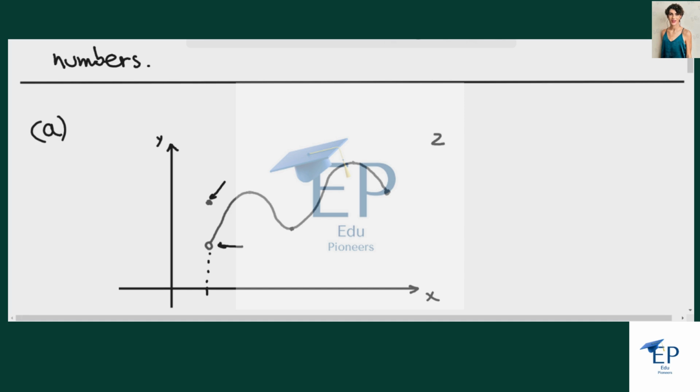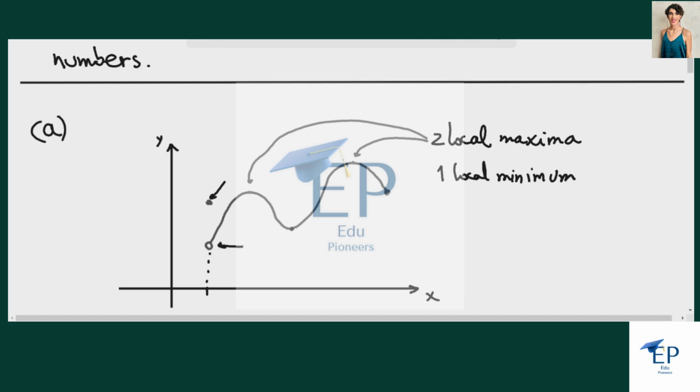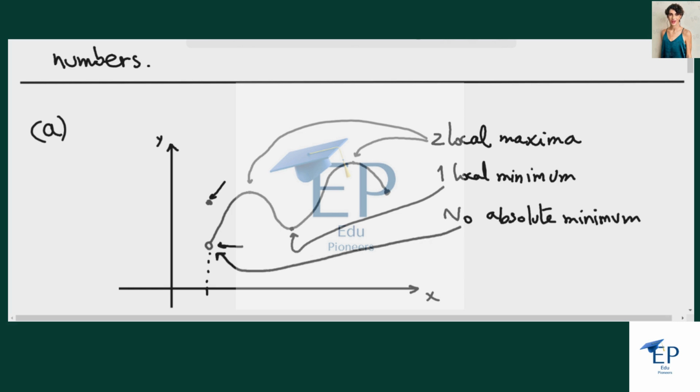So two local maxima at those points here, here, and here. One local minimum at this point. And no absolute minimum, because we have this behavior here: the lowest point should be here, but we have removed the image and put it above in order to not attain the absolute minimum.